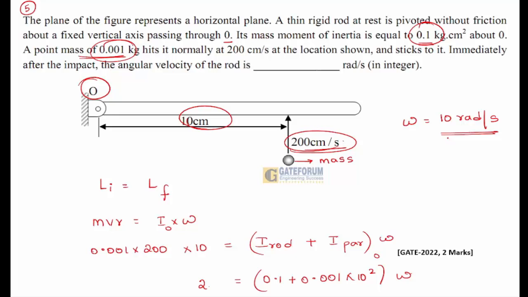Simple 2 marks question. 1 mark questions are a bit lengthy, 2 marks questions are very easy. I have equated the momentum of the initial and final, MVR and I naught into omega. We have two conditions here, that is the moment of inertia which is 0.1 about O and the point mass of 0.001 kg which is hitting normally at 200 centimeter per second. So omega is 10 radian per second. The answer is 10. By this, we have completed the solutions for engineering mechanics, mechanical engineering branch GATE 2022. Hope you people have understood, students. Thank you.